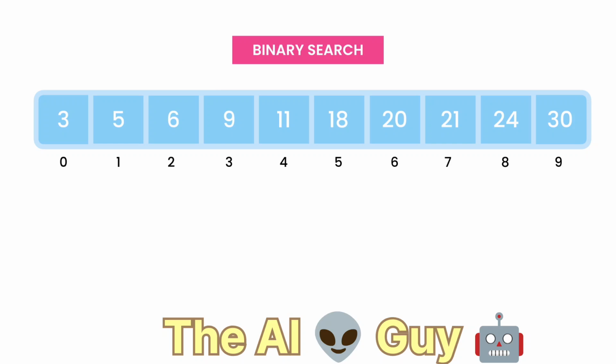So let's say we're looking for 6 in this list. First, we look at the middle item. We can calculate the index of the middle item using this formula: (left + right) / 2. Here left is 0 and right is 9, so the index of the middle item is 4. We have 11 in the middle. The value we're looking for is 6.